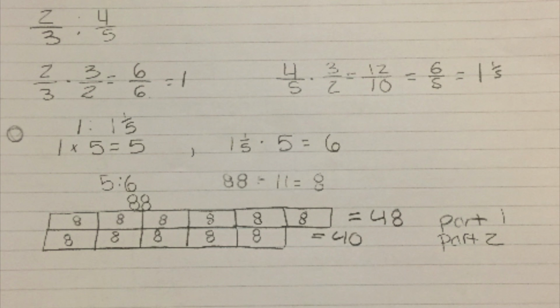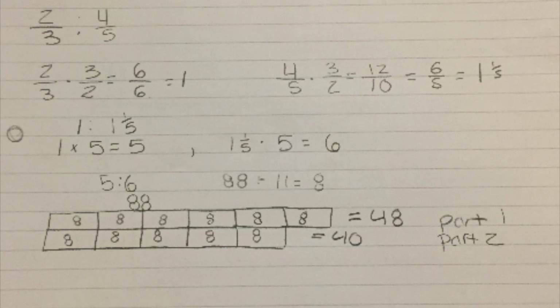So eventually what I did was I multiplied 2/3 by 3/2, and I got 6 over 6, which is equal to 1, and then I multiplied 4/5 by 3/2 as well, because you have to do it to both sides, and I got 12 over 10, which is equal to 1 and 1/5. So then I multiplied 1 and 1 and 1/5 by 5, so I got 5 and 6.